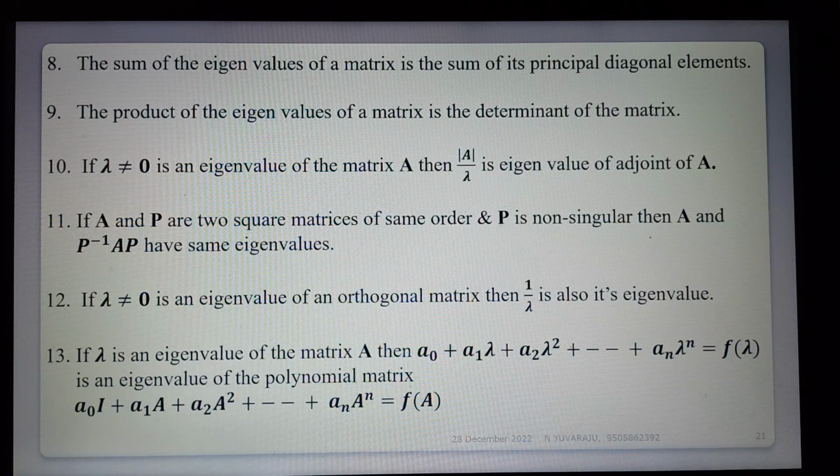So next one, if lambda is an eigenvalue of the matrix A, then a0 plus a1 lambda plus a2 lambda square plus, and so on, up to an lambda power n, equal to f of lambda, that is a polynomial of the eigenvalue, is an eigenvalue of the polynomial matrix f of A. That is, for any nth degree polynomial in matrix A, its eigenvalue is obtained by replacing A with lambda, that is f of lambda is the eigenvalue of the polynomial matrix f of A. Directly, replace A with lambda. So these are the properties of eigenvalues.